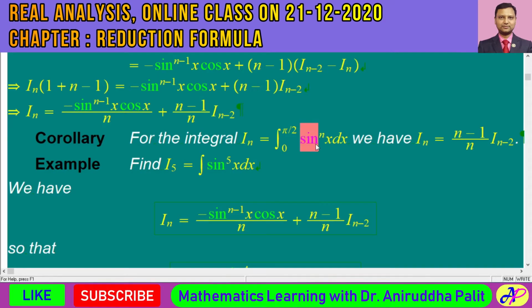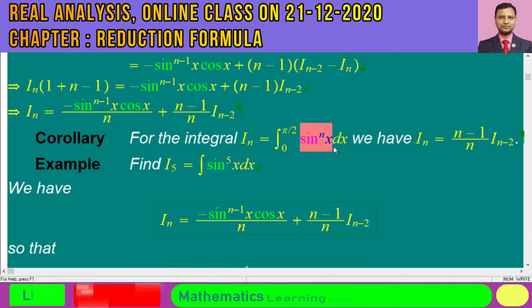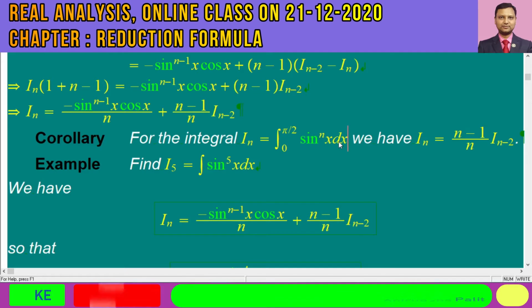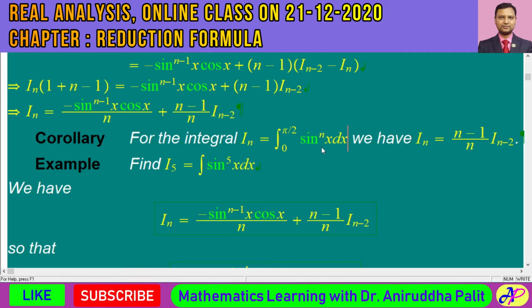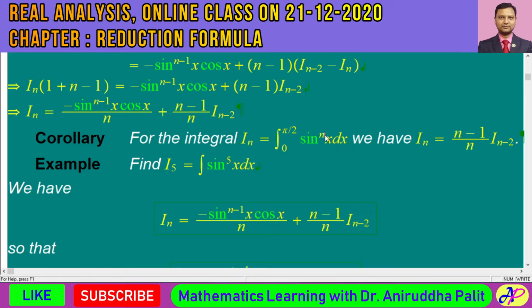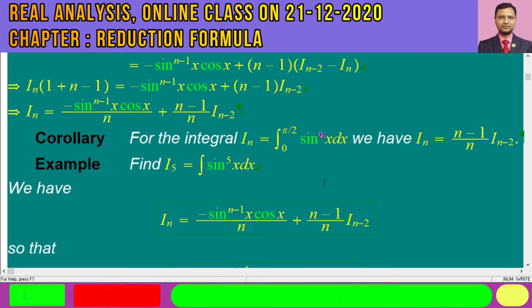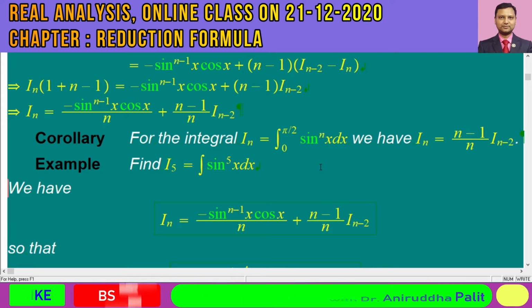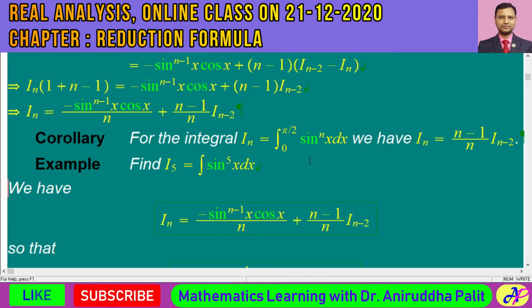Suppose you have sine of x; we know the integration of sine x can be done directly. Or if we have sine square x, then making a certain transformation we integrate it. But suppose we have sine to the power of 100 x, then it would be a bit difficult to integrate. So in such cases, we derive this kind of formula.